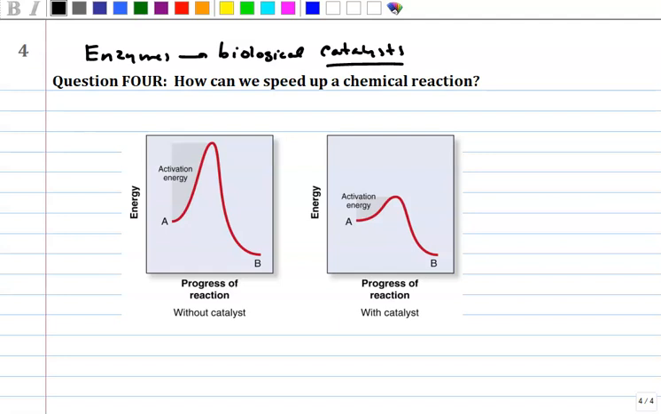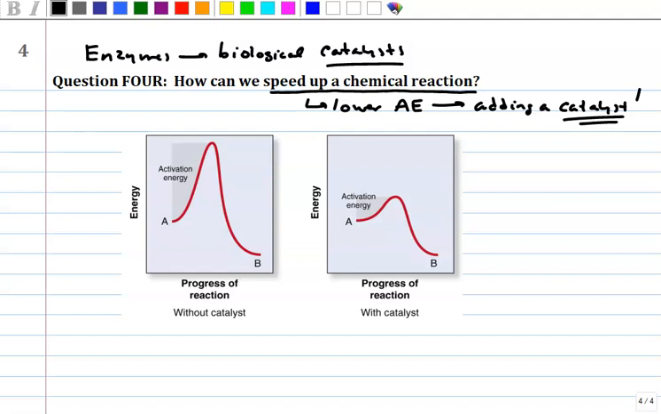And a catalyst speeds up a chemical reaction. If you want to speed up a chemical reaction, what do you need to do? Well, you need to lower the activation energy, and you do that by adding a catalyst. A very important term. What does a catalyst do? A catalyst lowers the transition state.